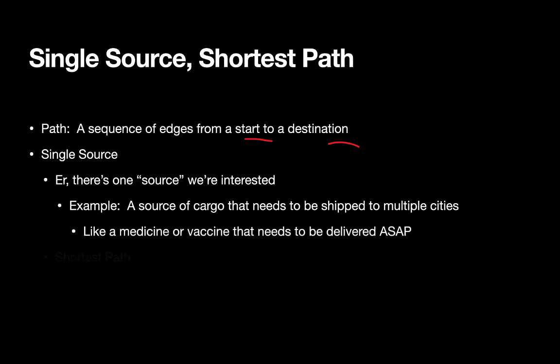So our goal will be to find the shortest path. There are lots of different ways we can interpret the concept of shortest. We're going to interpret it as the sum of edge weights. So we'll minimize those total edge weights.